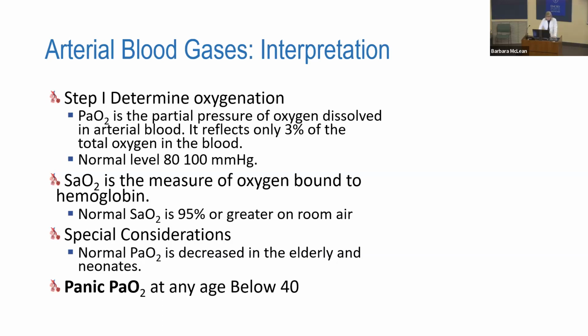Typically we say 95 to 100%. That's what the textbooks say. In clinical practice, we really don't worry much until your SATs drop below 90%. Depending on the patient, if they're a chronic lung patient, I'm not going to worry until they drop below 88%. But 90% is our general frame of reference. And remember, panic PaO2, no matter what your age is: anytime PO2 is less than 40, it's time to panic. That's a panic PaO2.